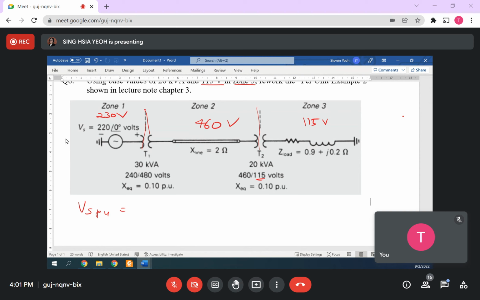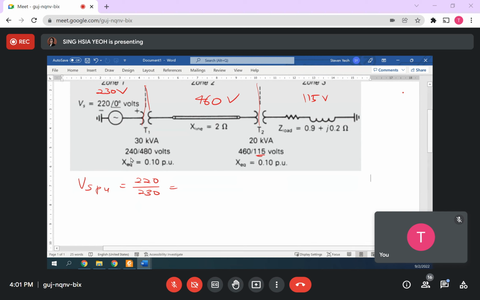So basically because it is in watts, we need to use a formula: actual over base, 220 over 230. The calculation you do yourself. So we can put a value in per unit. I do it for you: 220 over 230 is 0.95. Normally, I encourage you to put 4 decimal places like this.